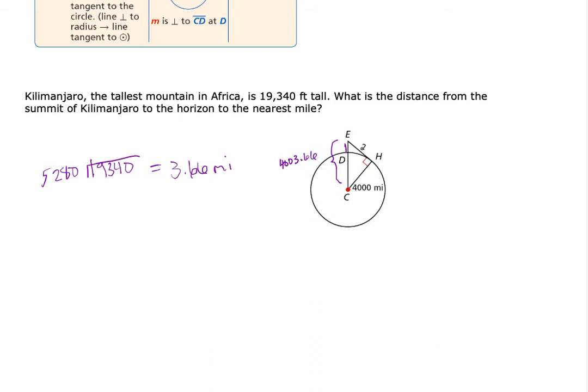Okay, so all we need to do is use the Pythagorean theorem to find EH. So this is my hypotenuse, so I'm going to set it up. 4,003.66 squared minus 4,000 squared. And whatever I get there, I need to take the square root of. So the final answer is about 171 miles, because I just wanted it to the nearest mile.